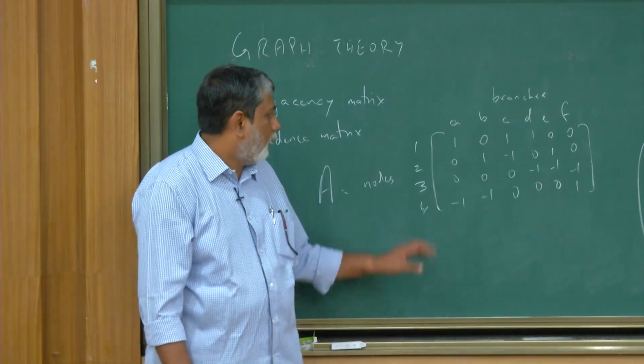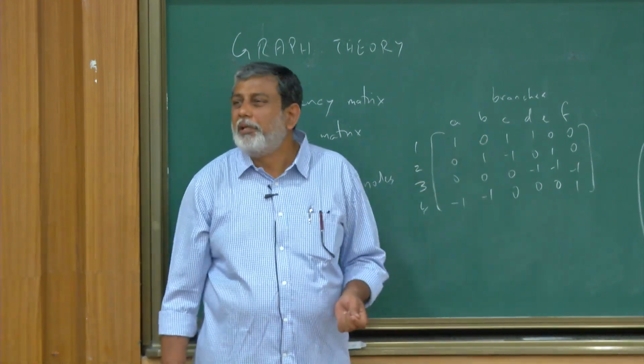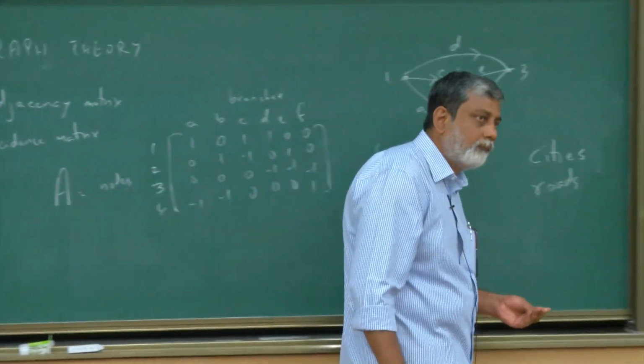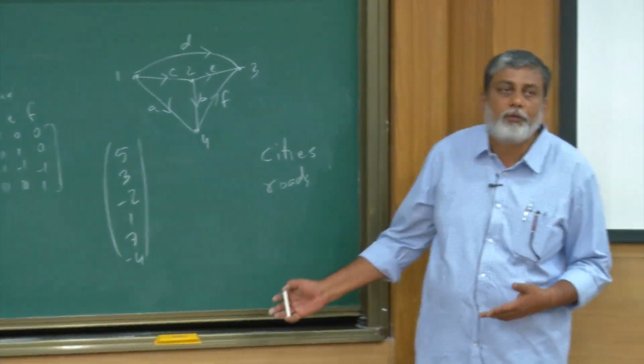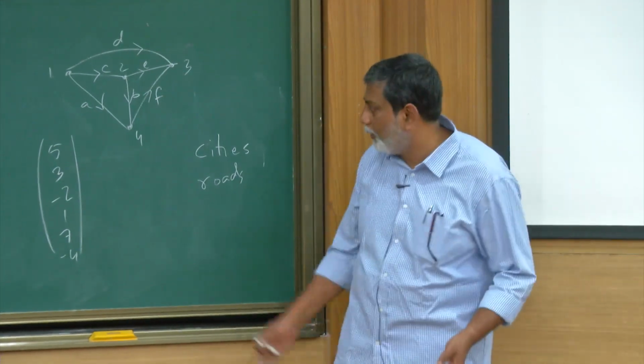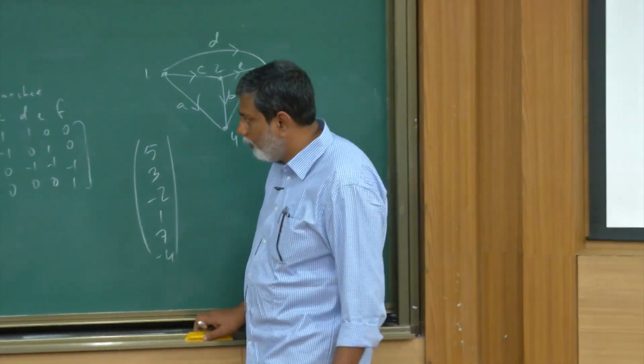Okay. Now, what do you think the image of A would be? In this particular situation, what is the image of A? How will you interpret the image of A? In this particular case, what is going to be the image of A?